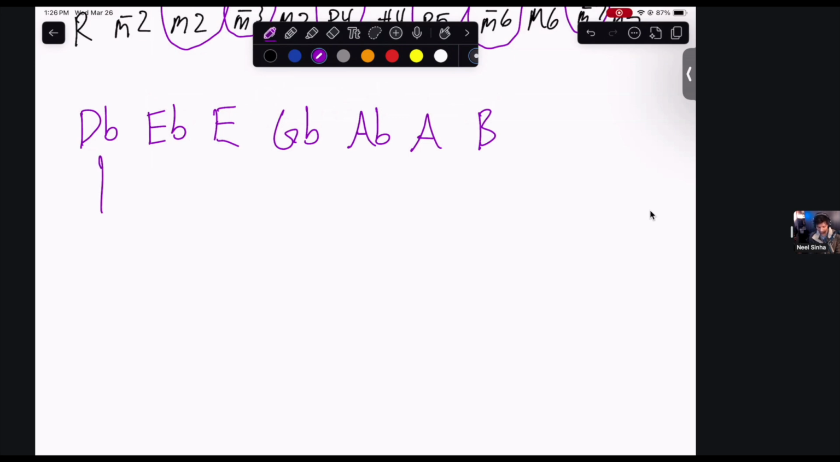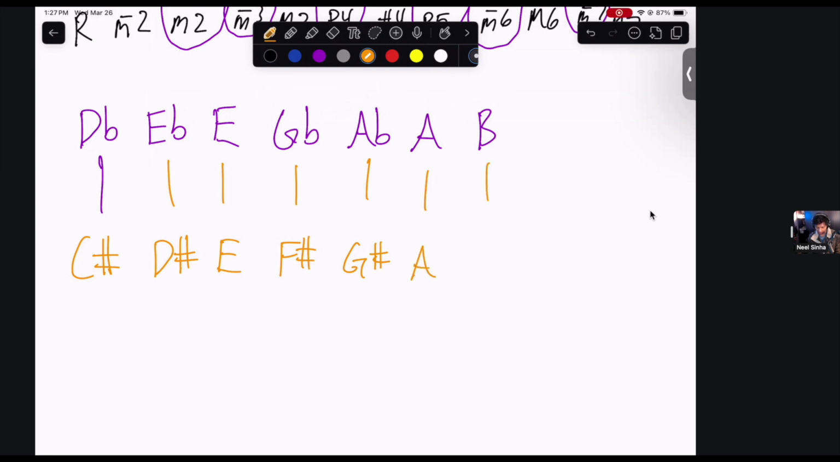So flip this. D flat is the same as C sharp. E flat is the same as D sharp. E is just E. G flat is the same as F sharp. A flat is the same as G sharp. Then A, keep that. B, keep that.